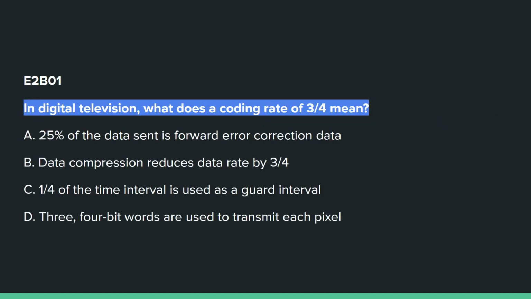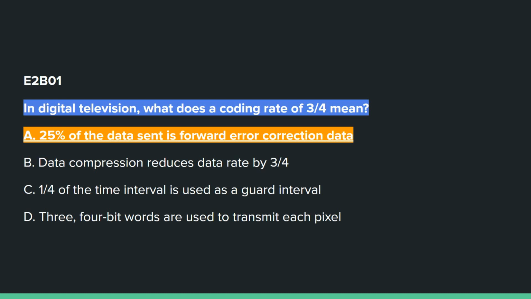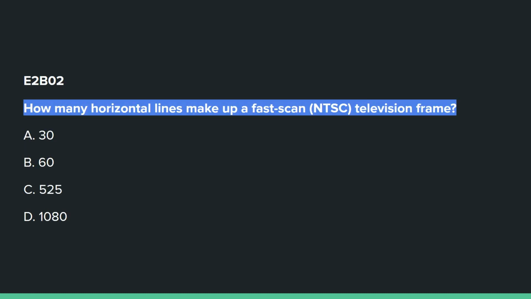E2B01, in digital television, what does a coding rate of 3/4 mean? A, 25% of the data sent is forward error correction data. E2B02, how many horizontal lines make up a fast scan television frame? C, 525.